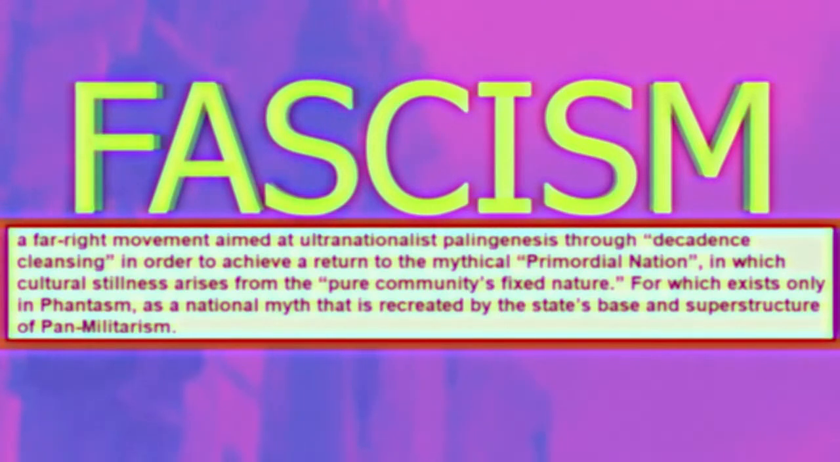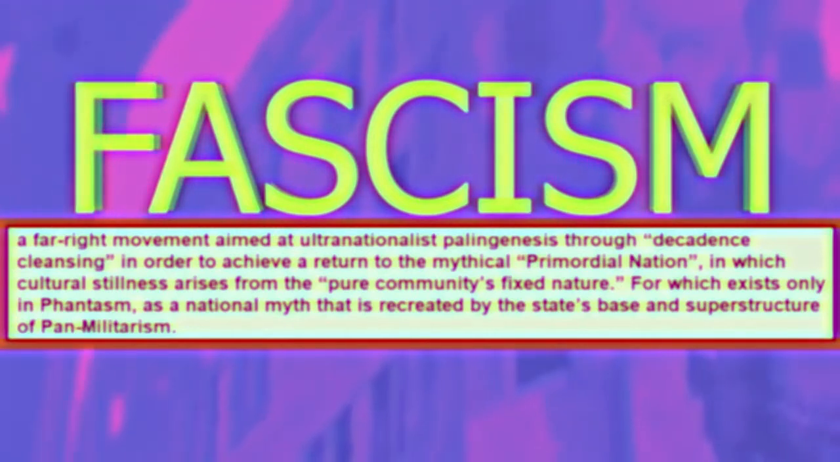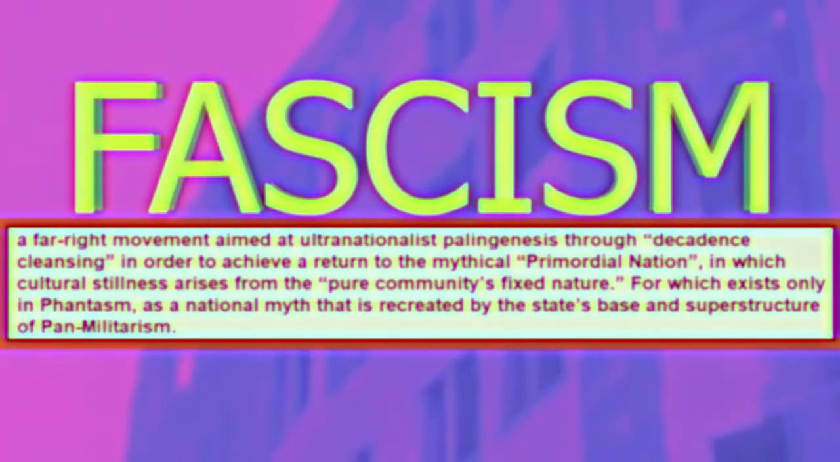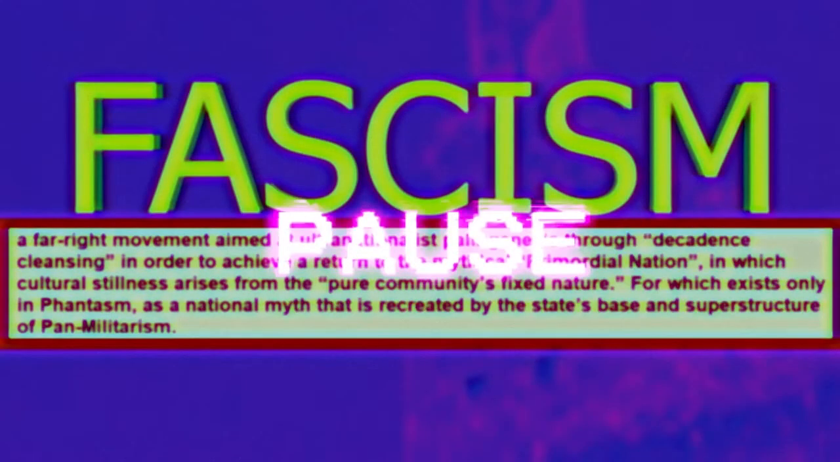At the end of the 2020 video on fascism, Bean gave a definition. However, in retrospect, it was terrible, attempting to mix in multiple definitional methods. For those unaware, it was: fascism, a far-right ideology and movement aimed at ultranationalist palingenesis through decadence cleansing in order to achieve a return to the mythical primordial nation, in which cultural stillness arises from the pure community's fixed nature, which exists only in phantasm as a national myth that is recreated by the state's base and superstructure of pan-militarism. Already this is cluttered and a mess of jargon, making many of the mistakes just discussed.